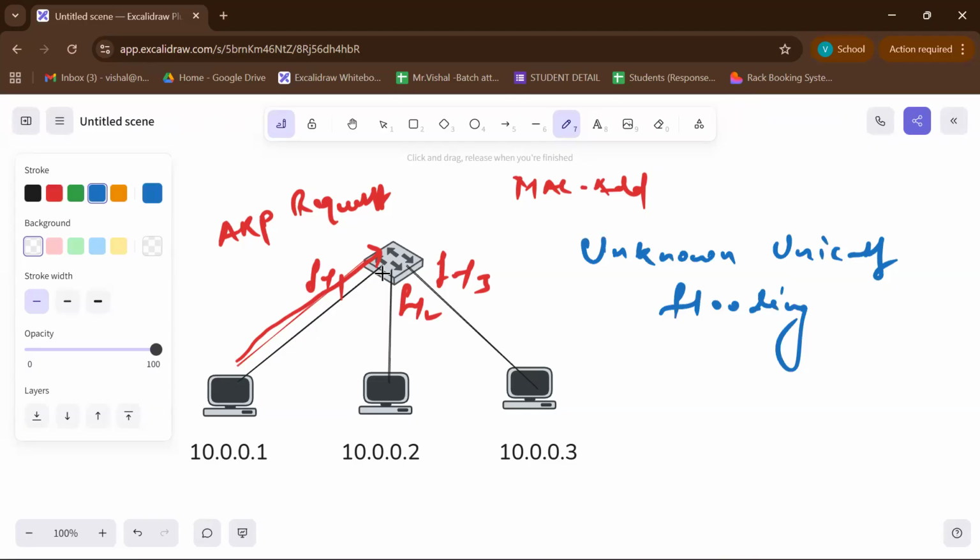Okay. Now when the switch sends this, PC3 will also receive the unknown unicast flooding message. In that case, PC3 will come to know that this question was asked for me, so I need to reply. When PC3 replies, the switch will send this information to whom? To PC1. Okay. So in this, what is happening? First is ARP. Now you know what ARP is. What is ARP?